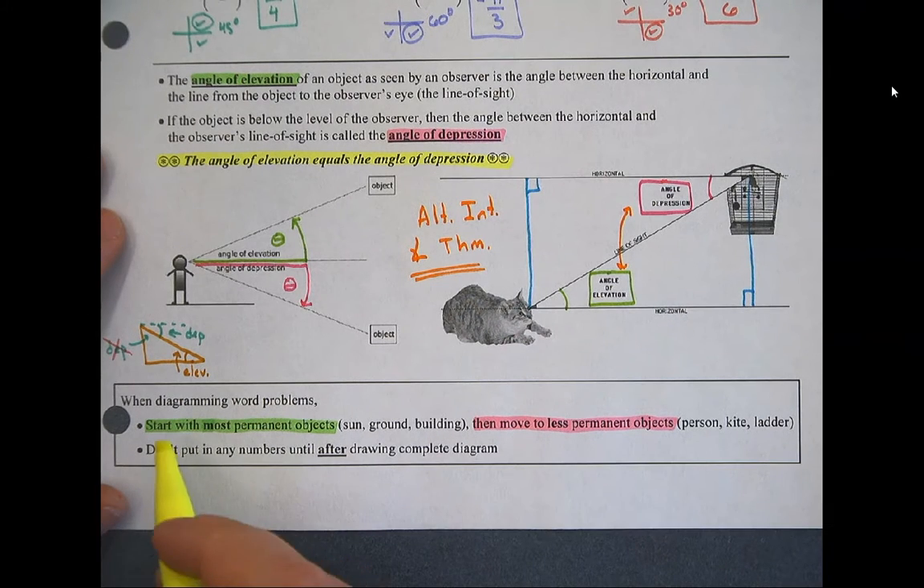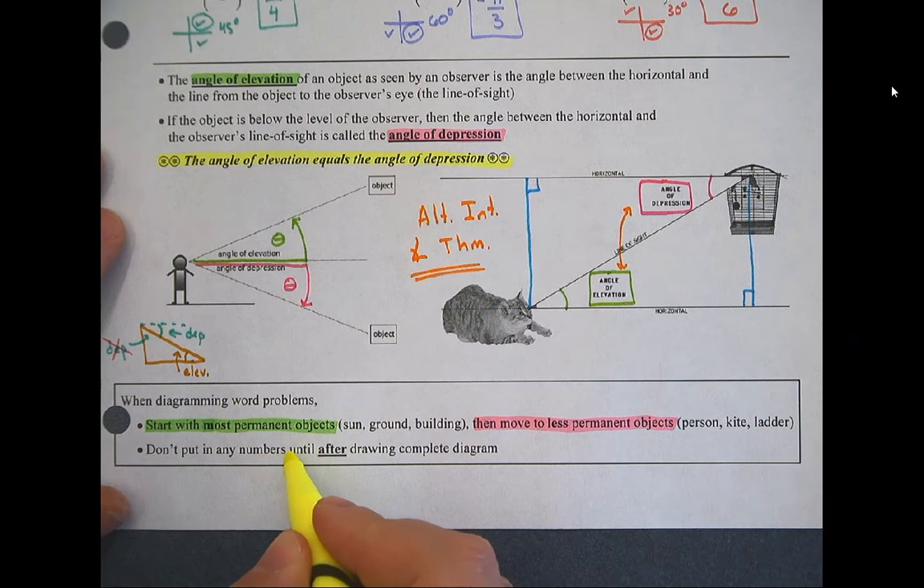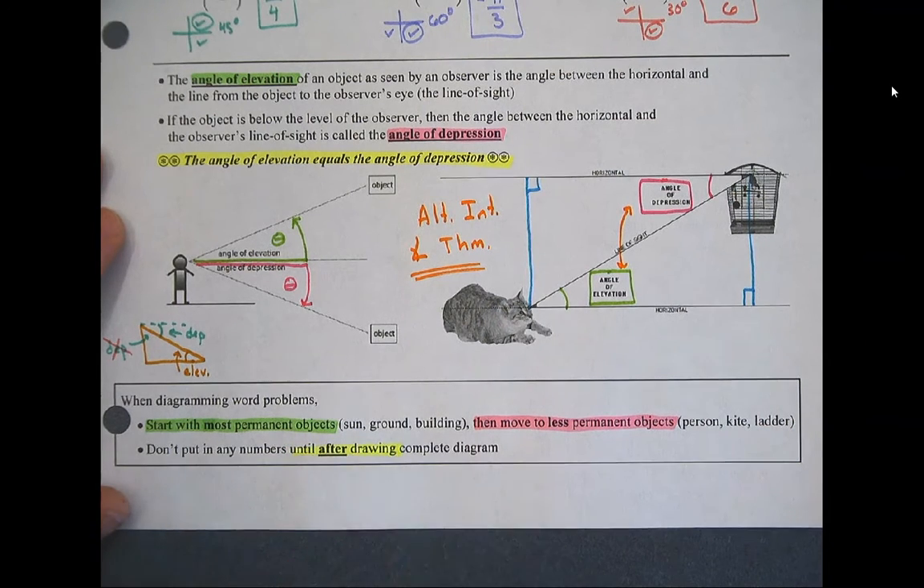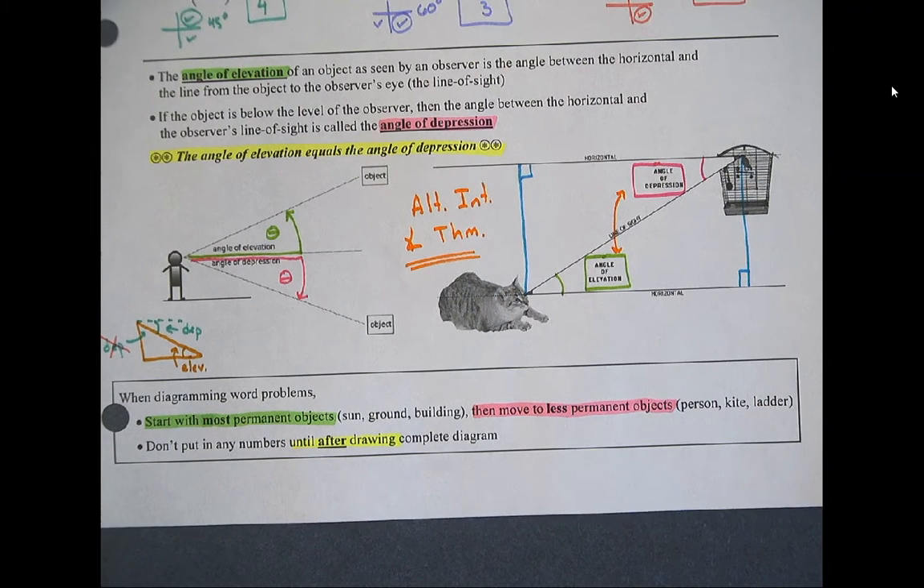Then, my other piece of advice, don't put in any numbers until after drawing the complete diagram. So wait, because people try to put in the numbers when they have the picture incorrect, and so they get themselves all mixed up trying to do too much at the same time. So we're going to do 4 story problems, 4 word problems.